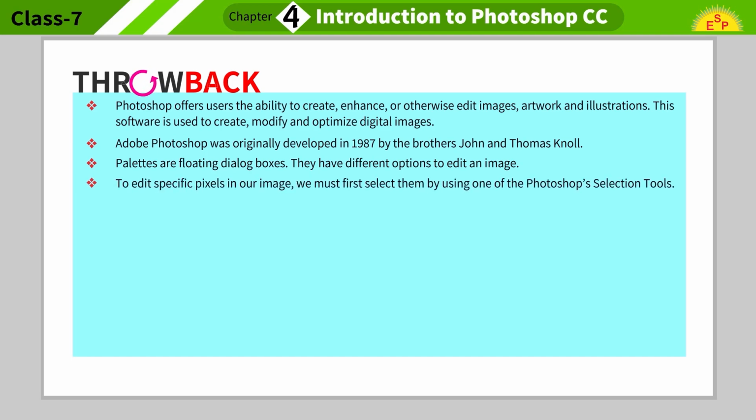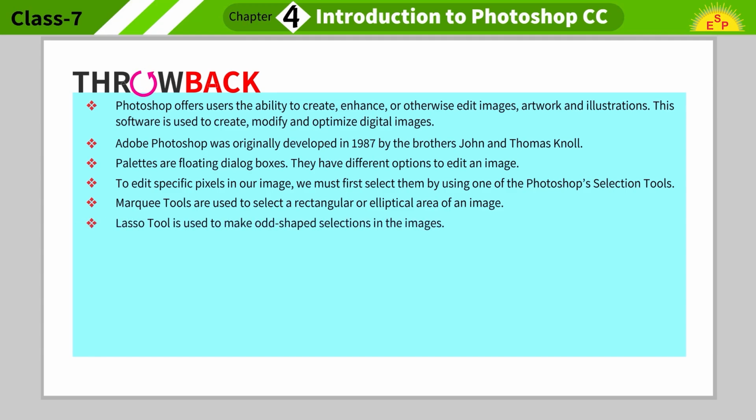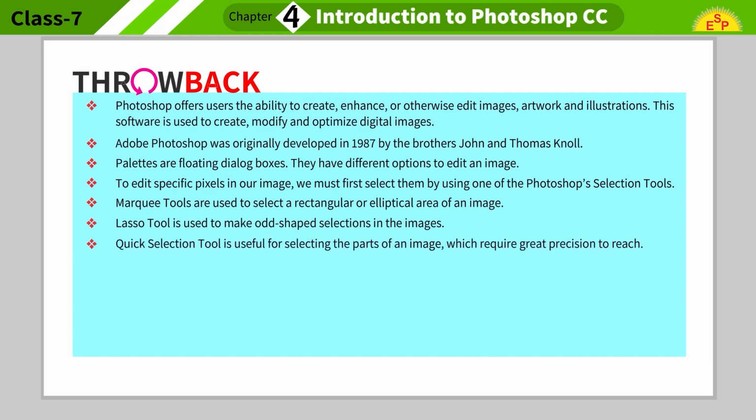To edit specific pixels in our image, we must first select them by using one of Photoshop's selection tools. Marquee tools are used to select a rectangular or elliptical area of an image. Lasso tool is used to make odd-shaped selections in the images. Quick selection tool is useful for selecting the parts of an image which require great precision to reach. Brush tool is used to create smooth strokes of the foreground color in the image.